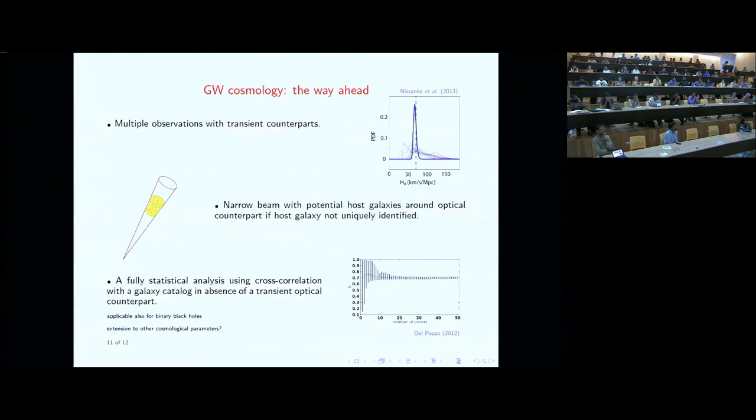The good thing about this is this method is also applicable for black holes, and we are seeing many more black holes than neutron stars in these LIGO observations. Some of us, including Walter himself, Ajit, and me, have been trying to extend this analysis to see if we can measure other cosmological parameters like the dark matter density and dark energy density of the universe. That work is still in progress.